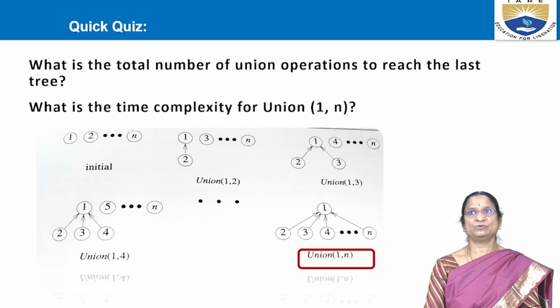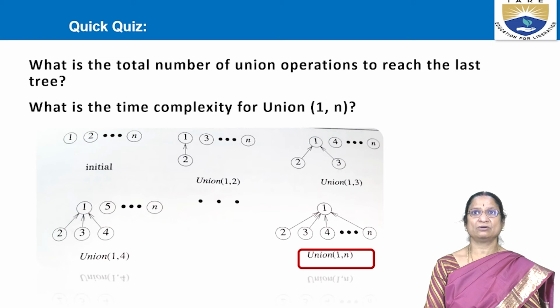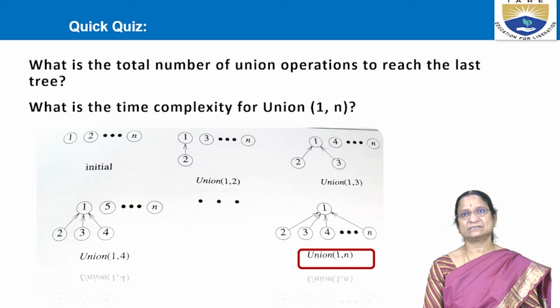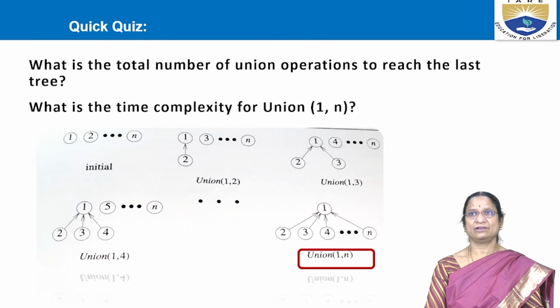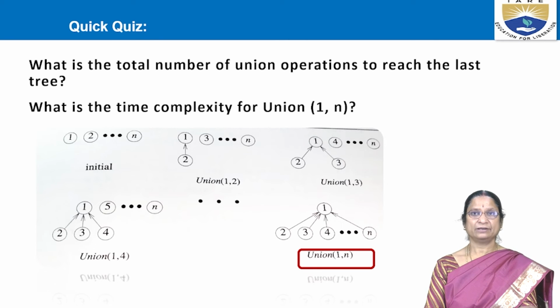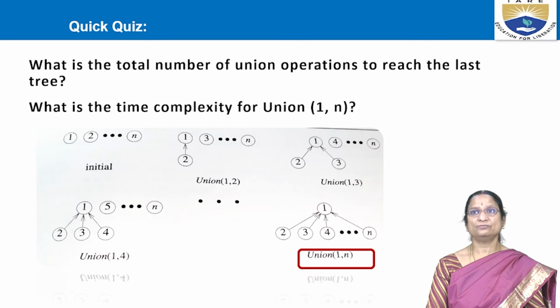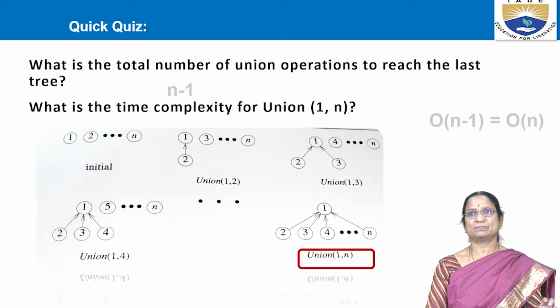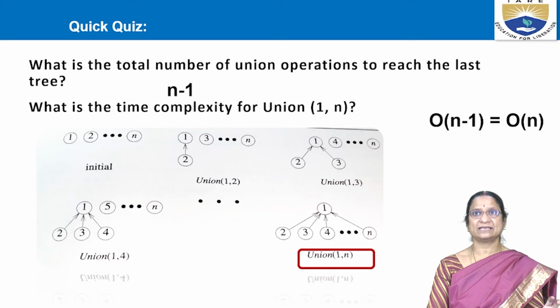So, what is the total number of union operations to reach the last tree, if there are 1 to n nodes? We have to perform n minus 1 union operations to form a tree. Initially we have 1, 2, then n minus 1 trees, n minus 2 trees, and so on and so forth. To form a single tree, unions must be performed by us. So, the total number of union operations to reach the last tree is n minus 1, and the time complexity is order of n minus 1, that is order of n.